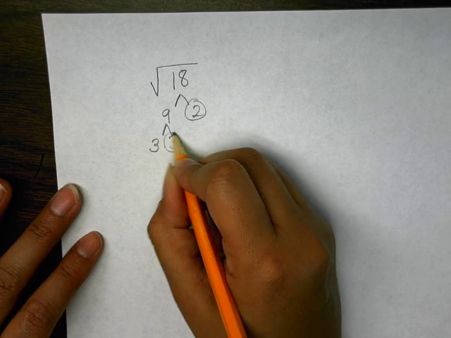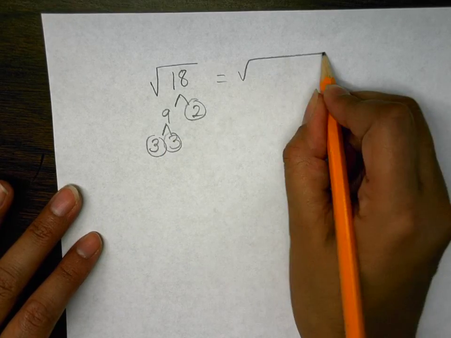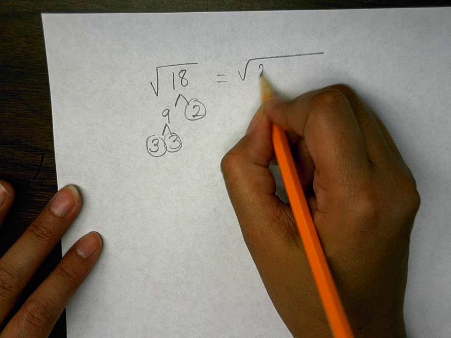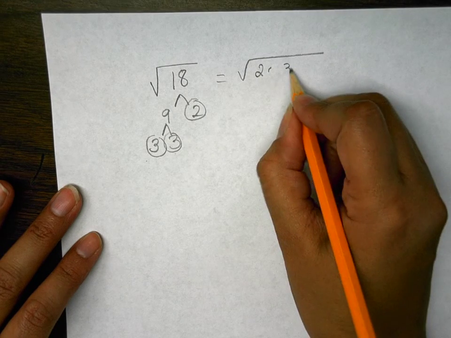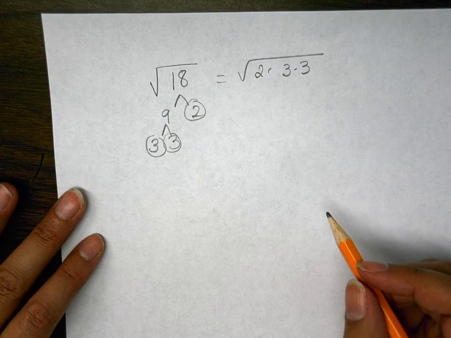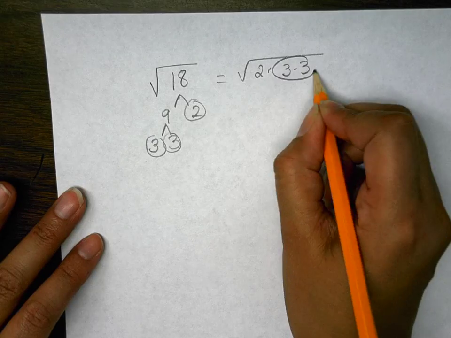Can I go any smaller? No. How many 2's? 1. How many 3's? 2. And I circle pairs. Do I have any pairs? Yeah.